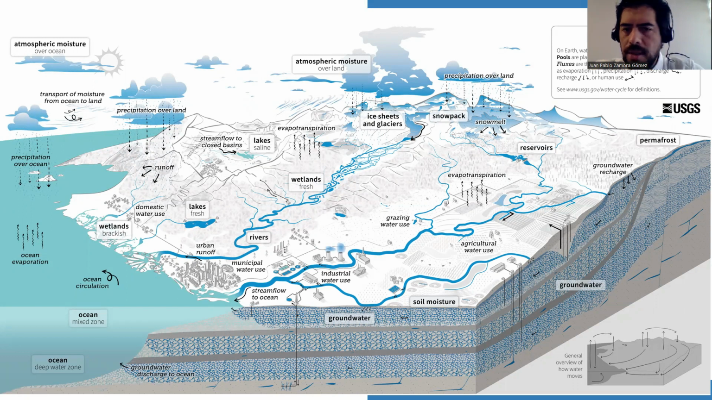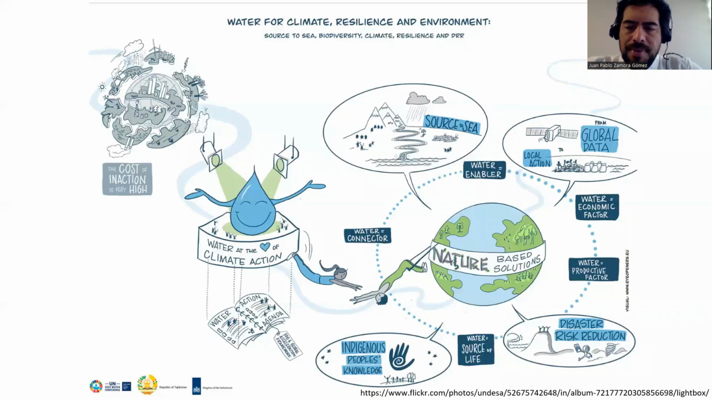This is a new diagram produced by the USGS, the United States Geological Survey, and we talked about the human influence on the hydrological cycle. And we emphasized the necessity to evaluate the water resources and to estimate the availability of water resources in the territories where we are working. And in this case, this is a new diagram from the United Nations. It shows the necessity of global data to promote local action.